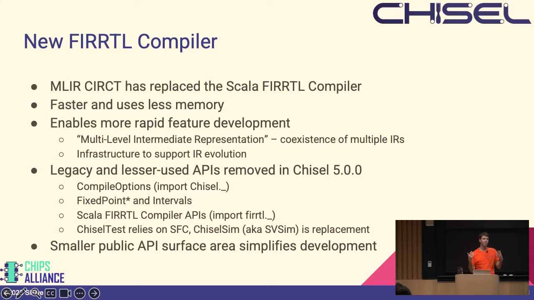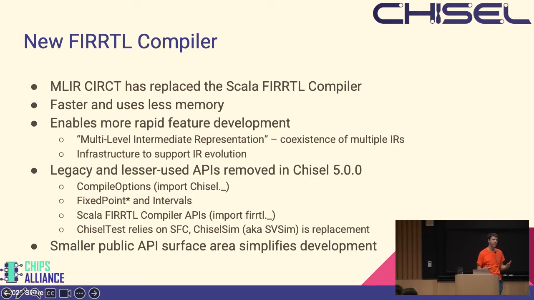LLVM is all about productively writing compilers, and this is a compiler, so now by using MLIR, we can much more rapidly develop. This did result in some legacy and lesser used APIs being removed when we went from Chisel 3 to Chisel 5. But some of these were things that nobody really wanted, like import capital C Chisel. Some of them are things that people do like that we hope can be rewritten as libraries. The one real big unfortunate thing was the loss of the Scala FIRRTL compiler, so anything using it is harmed by that.